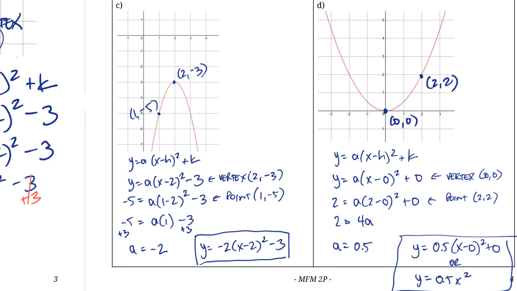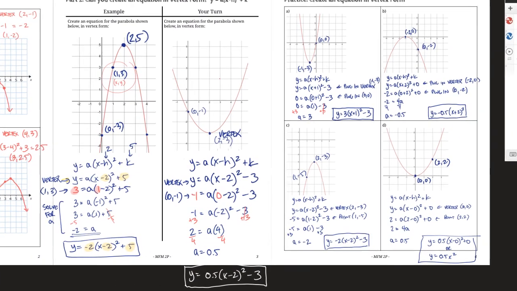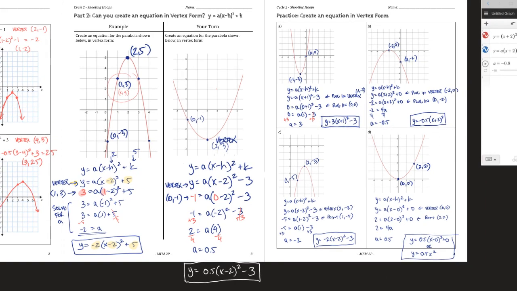All right, there you go. So hopefully now you have some idea of how to create an equation of a parabola in that vertex form. Again, it's a very useful form because in the equation we can very easily see what the vertex of the parabola is.